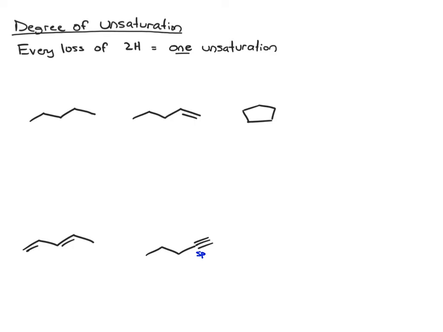So the saturated alkane has a formula C5H12. Okay, now when we incorporate a double bond into the structure, the formula becomes C5H10. We lost 2 hydrogen, and therefore this double bond is equivalent to 1 unsaturation.